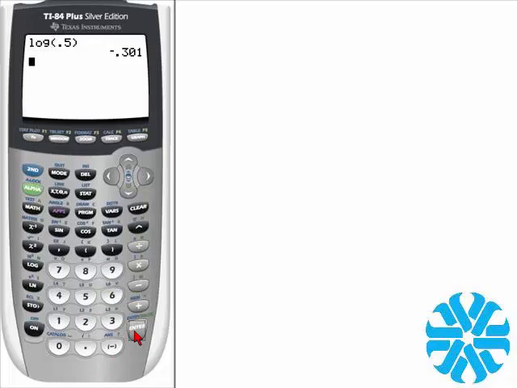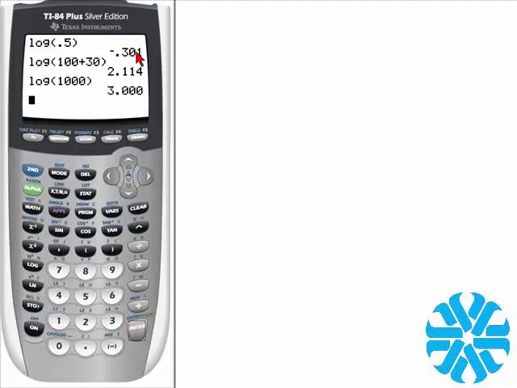So for the next example, let's compute the log of 100 plus 30. So we're going to take the log of 100 plus 30. So we're going to close the expression and then hit enter to get the result. The next example, let's compute the log of 1000. So let's go the log of 1000. And let's close that. And let's hit enter to get our result.